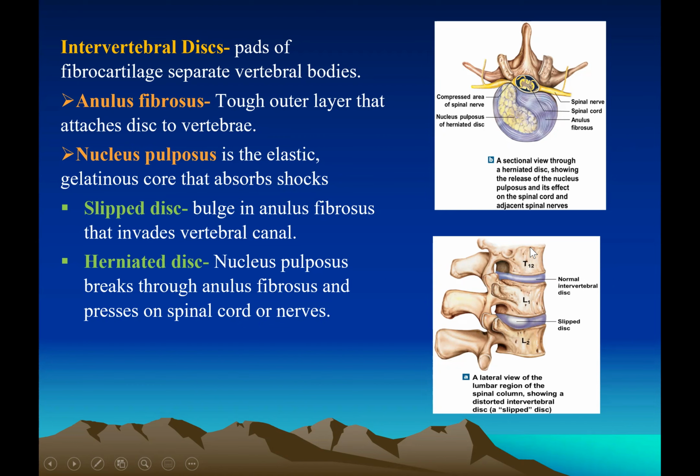Some of the injuries that can happen are a slipped disc, which is a bulge in the annulus fibrosus. It can invade the vertebral canal. Or a herniated disc, where the nucleus pulposus, the inside part, can break through the annulus fibrosus. It can cause a bulge and it can pinch nerves. Both of them are very painful.